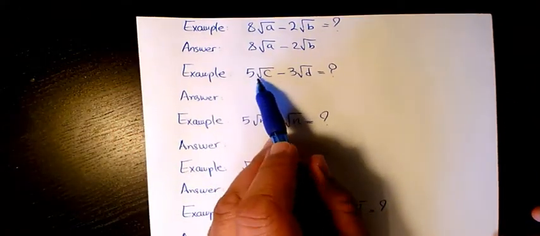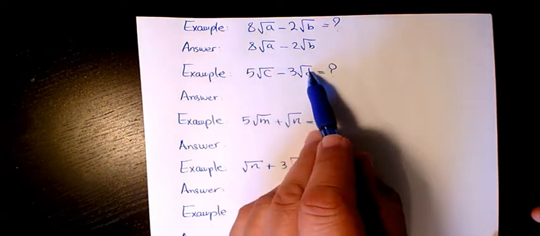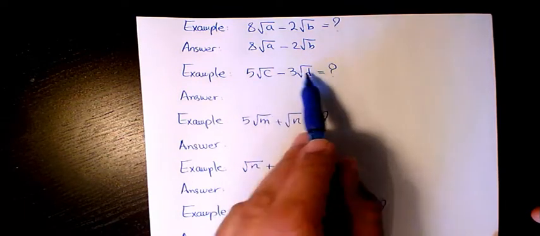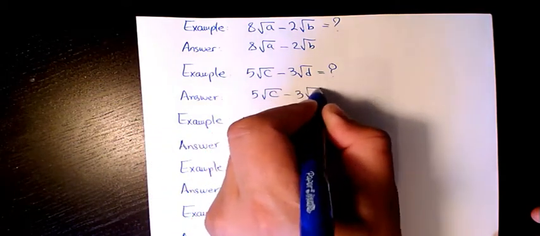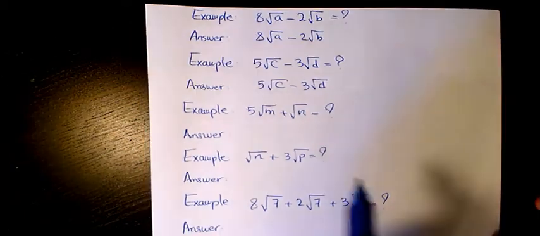Second one, we have 5 root c minus 3 root d. That's the same thing because these two terms are different. We cannot simplify it more than that, and we just need to write the same thing.